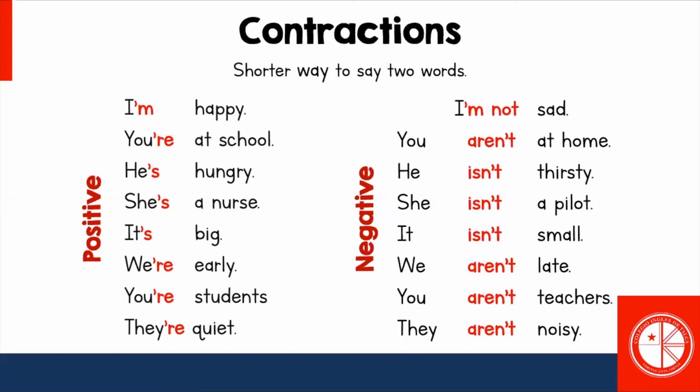Now, the negative form. We know some of these words because we learned these words last year in our spelling words. So we have, I'm not sad. You aren't at home. He isn't thirsty. She isn't a pilot. It isn't small. We aren't late. You aren't teachers. And they aren't noisy.